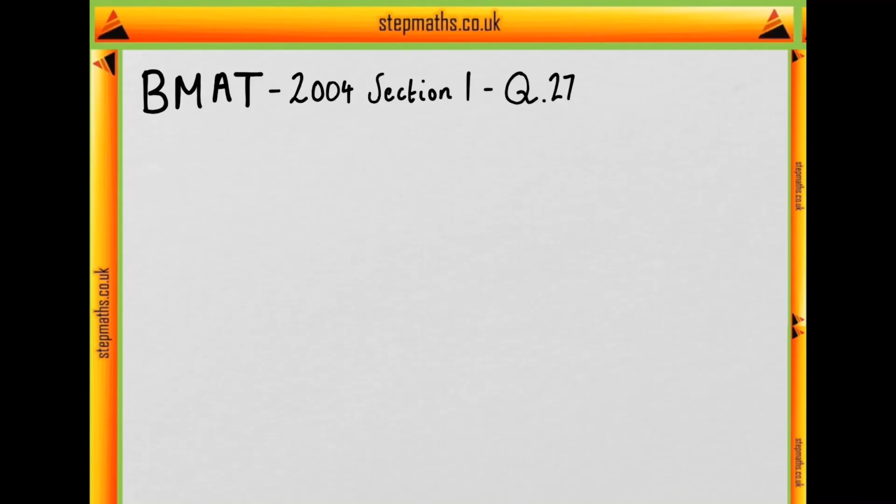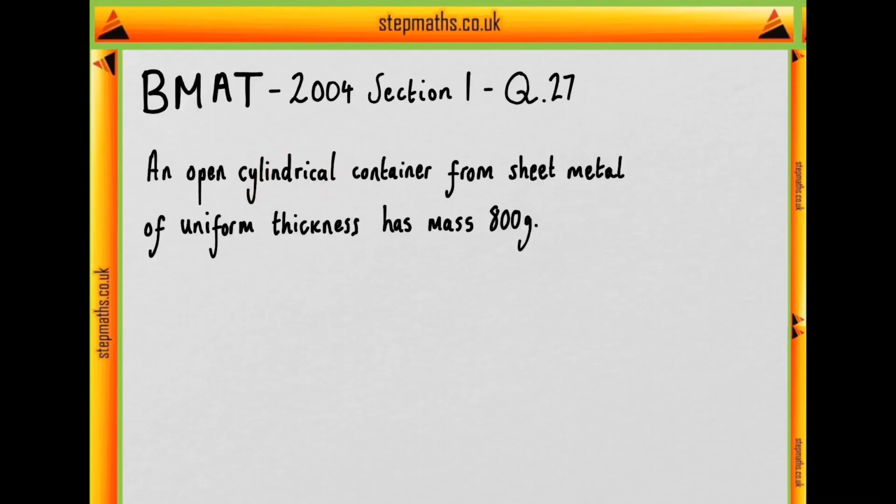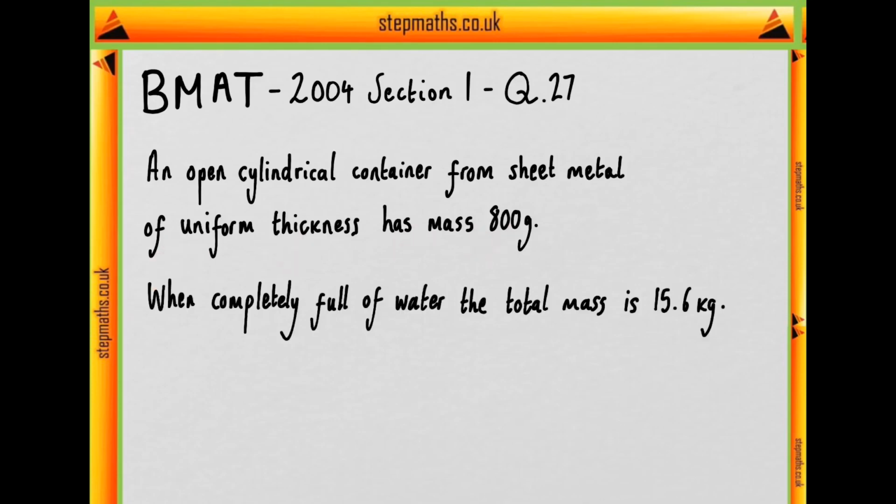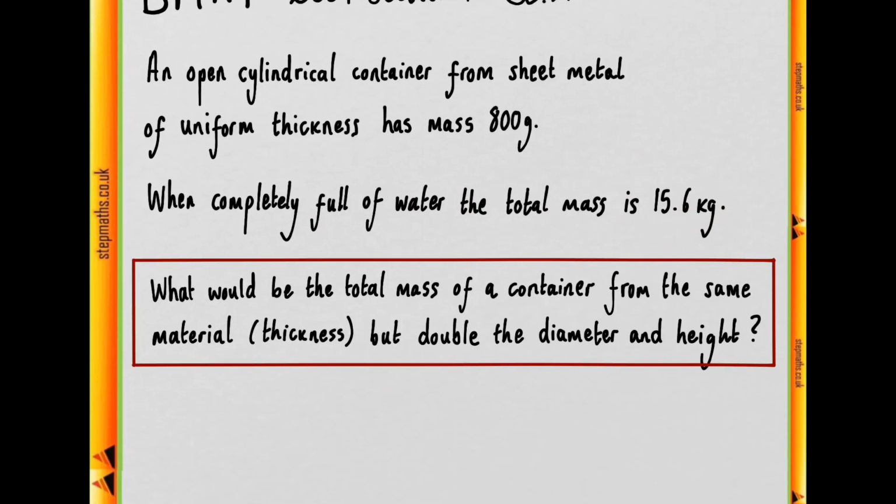In question 27, we have a rather difficult question in which we have to deal with the geometry of a cylinder, because we're told that an open cylindrical container made from sheet metal of uniform thickness has a mass of 800 grams. We're then told that when it's completely full of water, the total mass becomes 15.6 kilograms. We're then asked to work out what the total mass of a container made from the same material in terms of its thickness, but double the diameter and double the height would weigh.